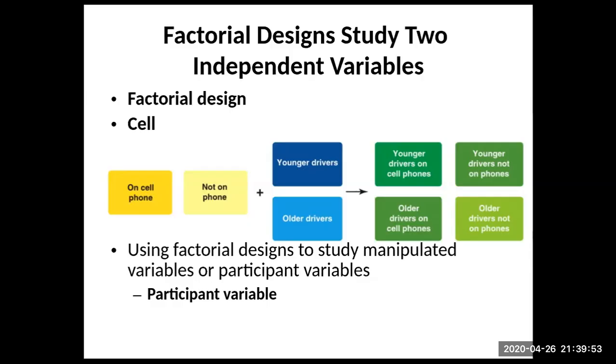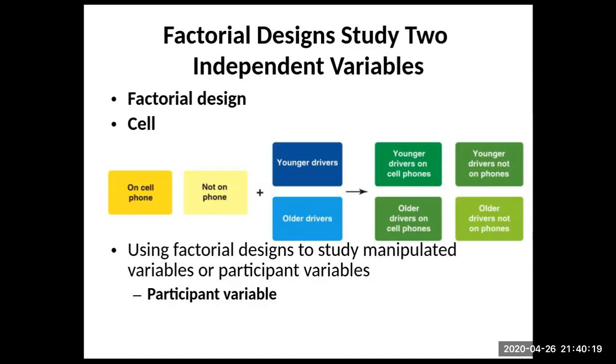So looking at this and the number of cells, what we say is that there are 4 cells. You have 2 IVs with 2 levels each. So that gives you 2 by 2. If you multiply, that gives you 4 cells. So we have on cell phone and not on cell phone. We have younger drivers and we have older drivers. That gives us 4 groups. Younger drivers on cell phones, younger drivers not on cell phones, older drivers on cell phones, and older drivers not on cell phones. I hope you're still with me on this.